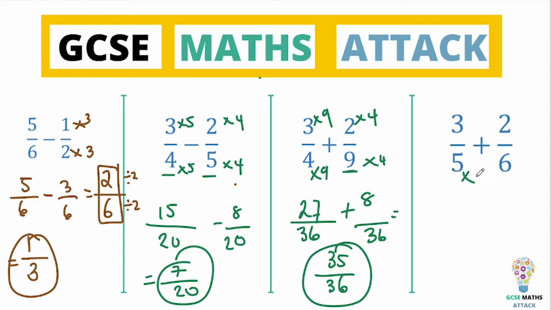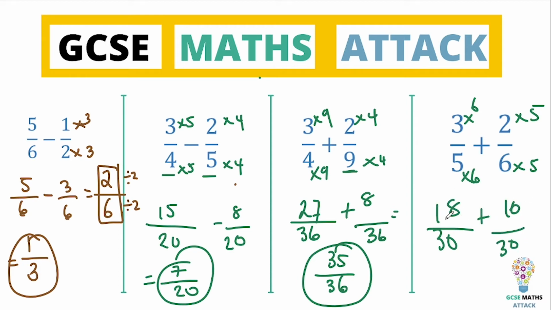So I'm going to times this by 6, and I'm going to times this by 5, times this by 6, and then times this by 5. So 5 times 6 is 30, 3 times 6 is 18, that is 10, and that is 30. So 18 plus 10 is 28 over 30. Can I simplify that? Yes, I can. So I'm going to divide both of them by 2. You are left with 14 over 15, and that's simplified.